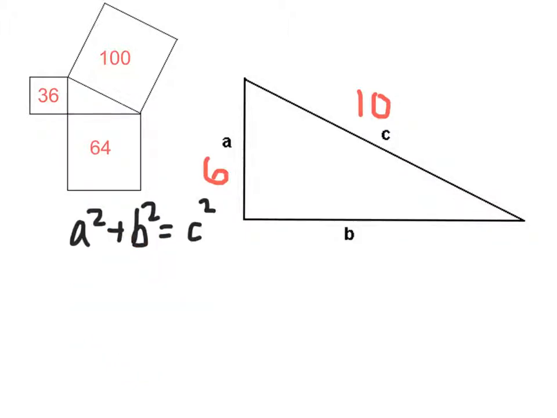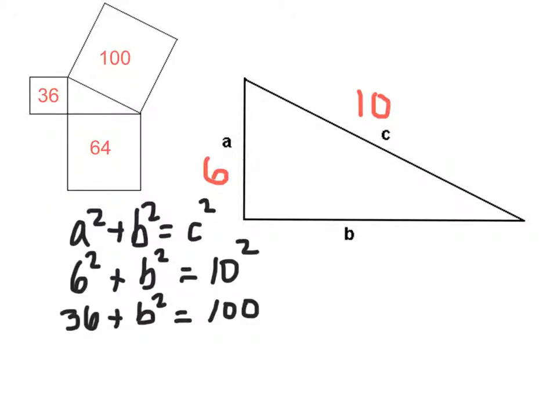And this is how it would look solving it with the formula: a squared plus b squared equals c squared. So we now have our letters plugged in. Our a is 6, our b is unknown, and our c is 10. We've simplified 6 squared and 10 squared. The only difference now is that we're trying to figure out what the letter b is, so we have to do subtraction instead of addition next.